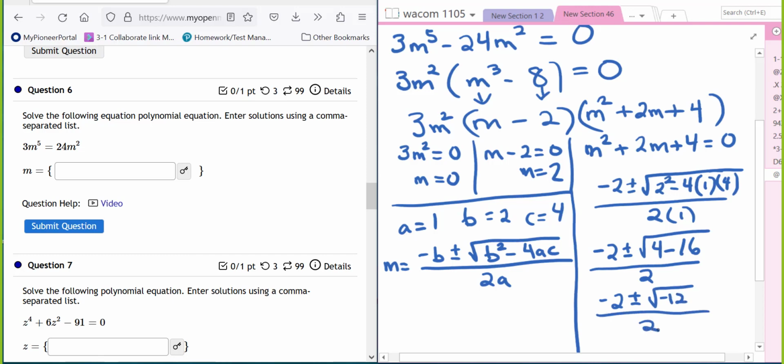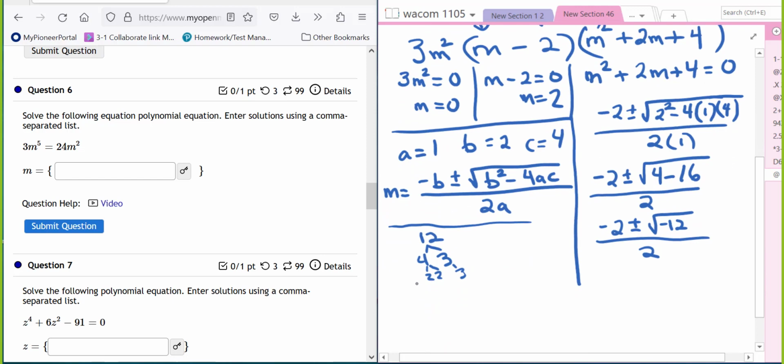So the I is going to come out, but also you have to simplify the square root of 12. 12 has a 4 in it. So if you break down, and 4 is a perfect square. So 2 times 2 times 3. A 2 can go out. So we're going to have a 2, an I, and the square root of 3 is left. So I have negative 2 plus or minus 2I times the square root of 3 over 2.